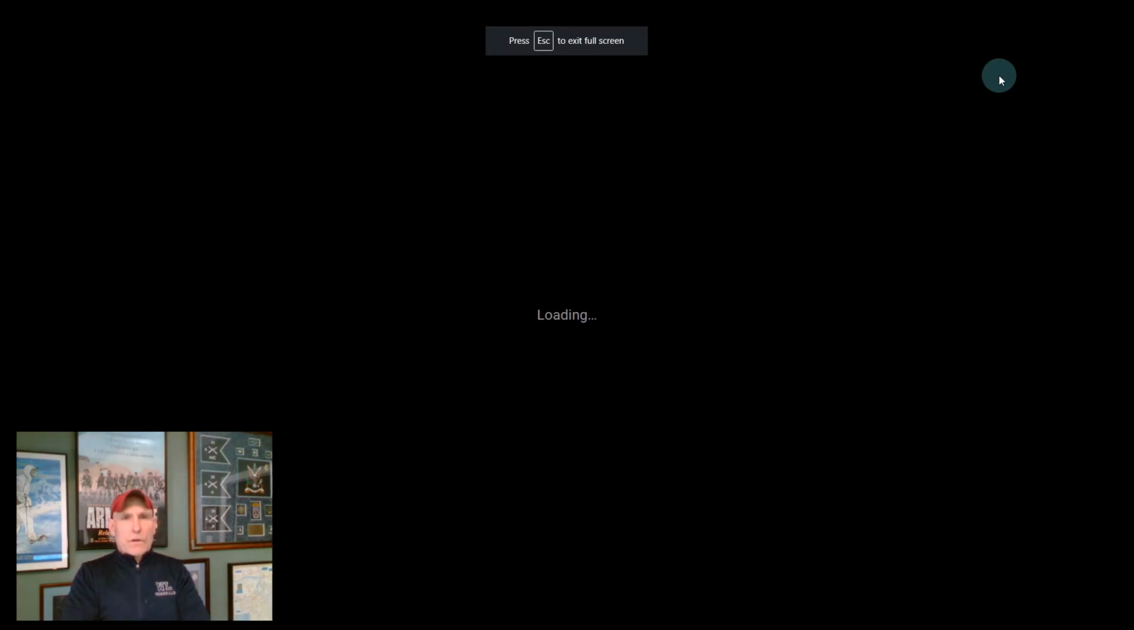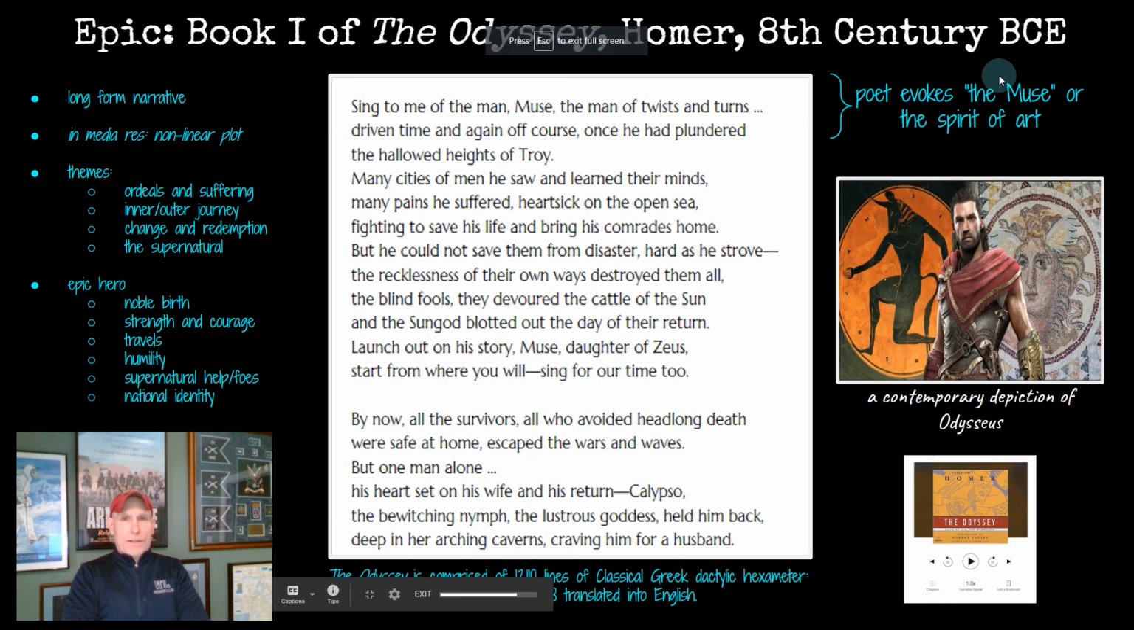It is not difficult to detect all of the features that we associate with epics in this 18-line section of the Odyssey. You can see gods and goddesses and trials and tribulations, and the fact that we are not beginning at the beginning, we're beginning in the middle.